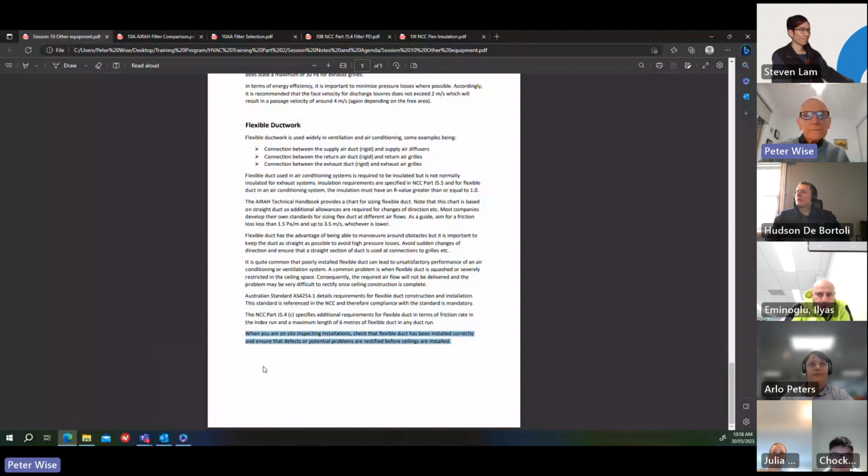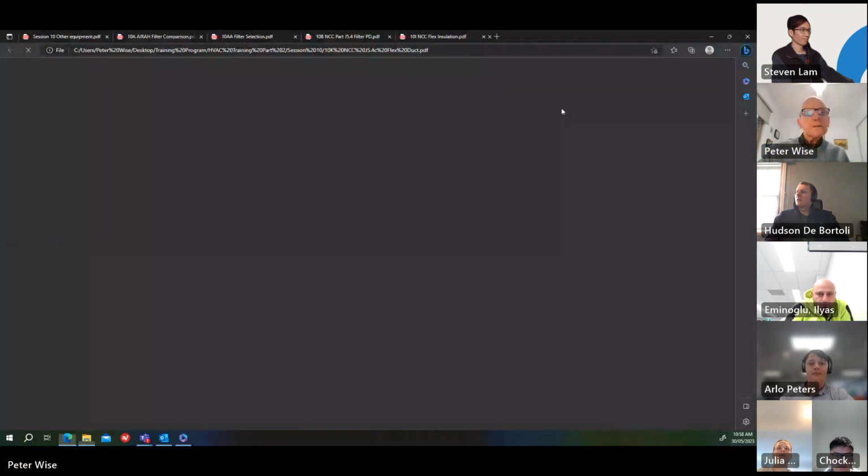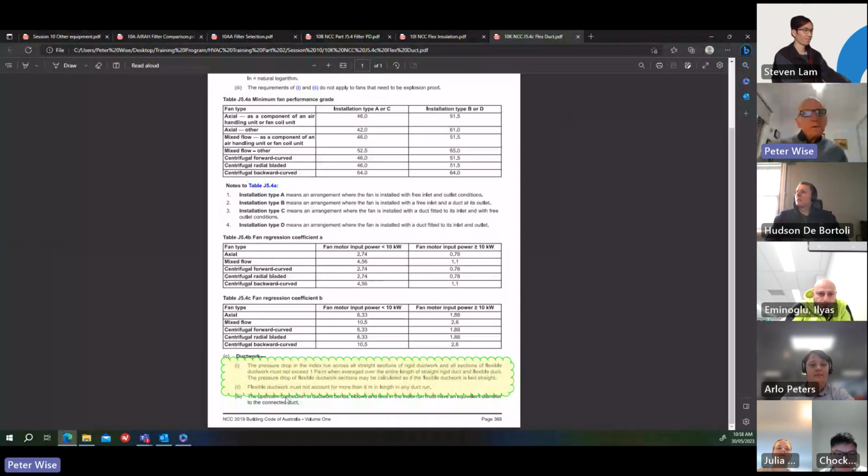That's the end of the notes. What else can I show you? Oh, this is the NCC that I just mentioned. The pressure drop in the index run across all straight sections of rigid ductwork and all sections of flexible ductwork must not exceed 1 Pascal per metre when averaged over the entire length of straight, rigid duct and flexible duct. Bit of a mouthful.